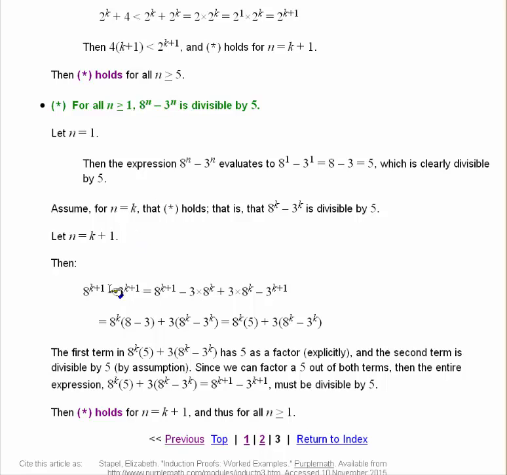Okay, what do we get when we do that? Here we have 8 to the k plus 1 minus 3 to the k plus 1. All right, let's do some algebra here. And this is a little bit tricky. What's done here is adding and subtracting 3 times 8 to the k. All right, and the reason that you do that is that you can group the first two terms, and you can group the second two terms.